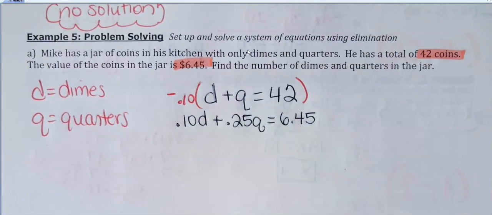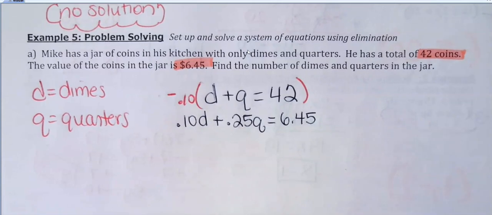That's going to make my dimes opposites if I do that. You could do negative 0.25 and match up the quarters. It's completely up to you. We should end up with the same answer.